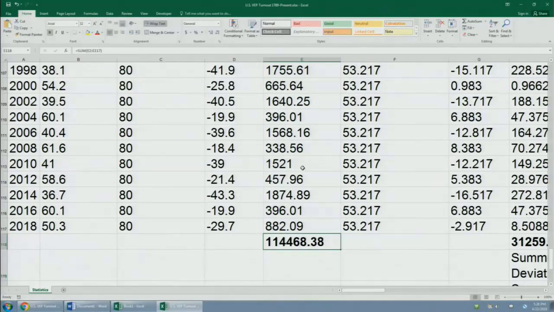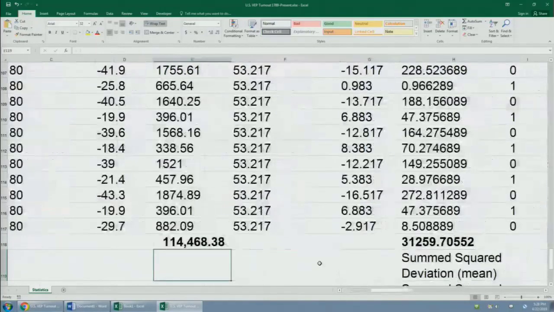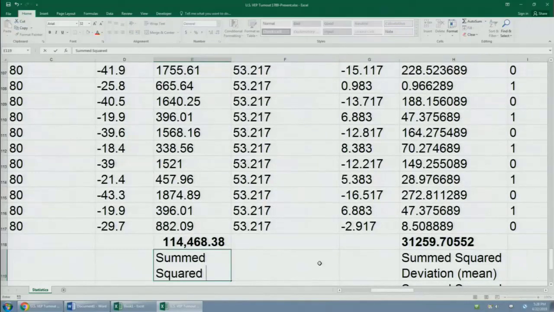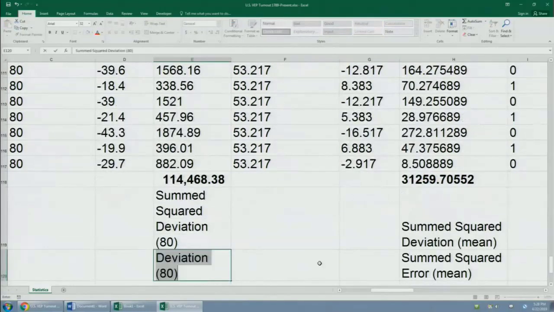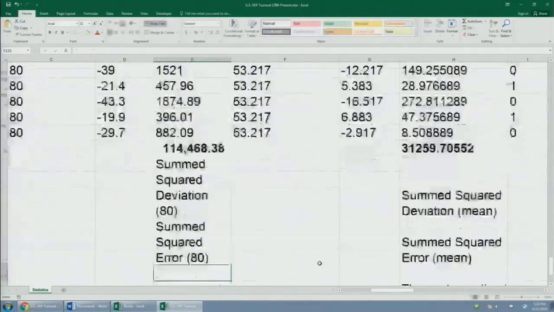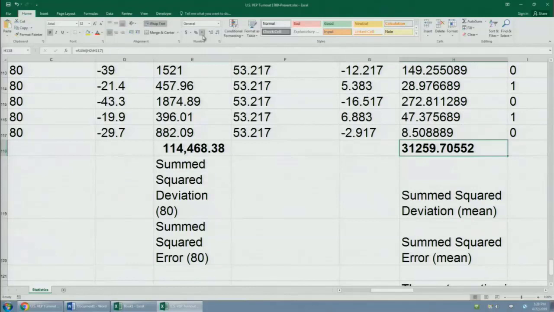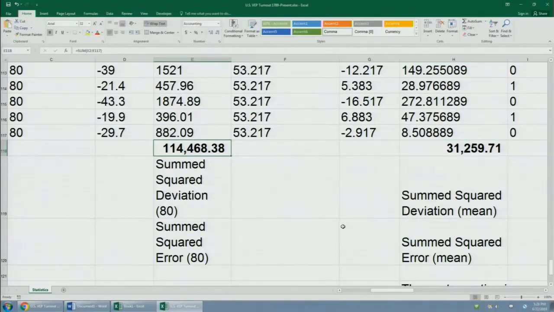And that number, well, let's put a comma in there, is 114,468.38. It is the summed squared deviation, or the summed squared error, for the prediction of 80. And notice what is different. It is bigger than the mean. Over here, it's just 31,251.71. Here, it's nearly 4 times as much. That is a worse prediction.